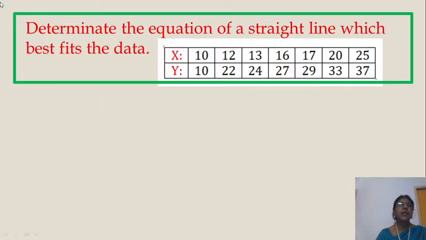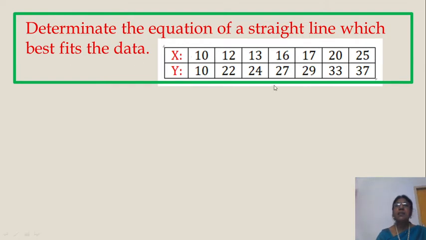See the question here. Determine the equation of a straight line which best fits the data. A given data ki best fit ga undetatu straight line. అంటే ఎర్రర్ లీస్ట్ ఎర్రర్ ఉండేటట్టు. దట్ మీన్స్ బెస్ట్ ఫిట్ అంటాం. ఎర్రర్ తక్కువ ఉంది అంటే లెస్ ఎర్రర్ మీన్స్ బెస్ట్ ఫిట్. Determine the equation of straight line which best fits the data.